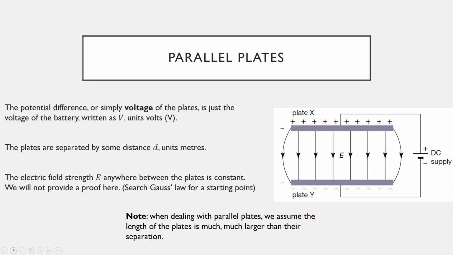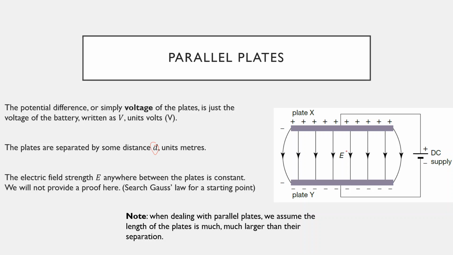We also are going to be given the value of the distance or the separation between the plates. We're going to use the symbol d to describe that, and because it's a distance, the SI unit for distance is meters. Again, our goal here is to try and determine what the electric field strength is in the region between the two plates.